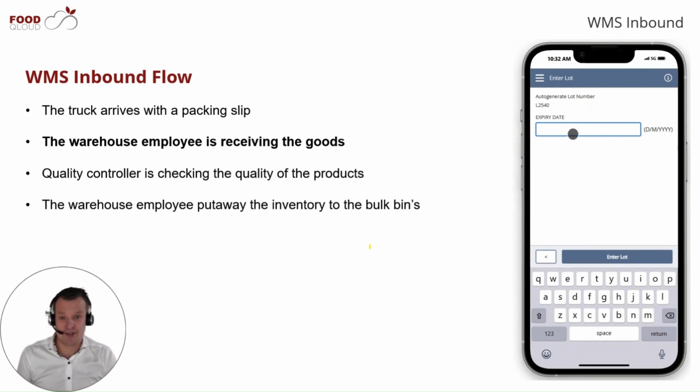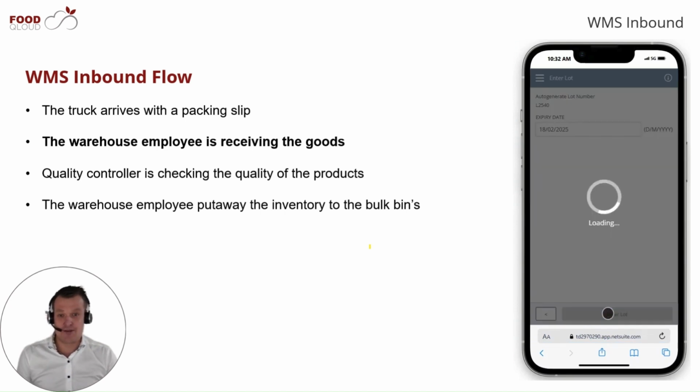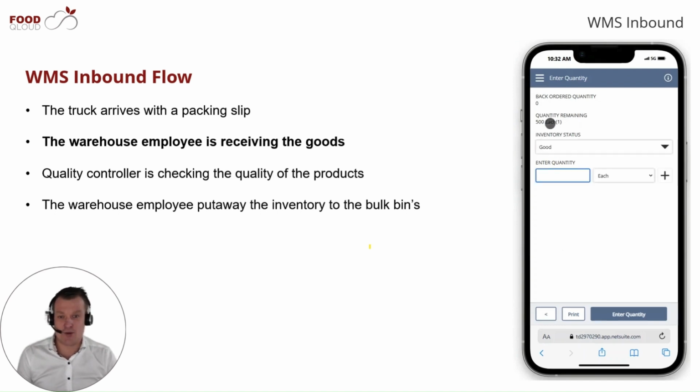We can now enter the expiry date of the product. It's visible on the product, so like 18/02/2025, for instance. And we enter the lot. Now we come into an enter quantity screen, so we can check how much of those quantities I want to receive, if it is a partial receipt or it is more or less. But for now, I just enter 500.